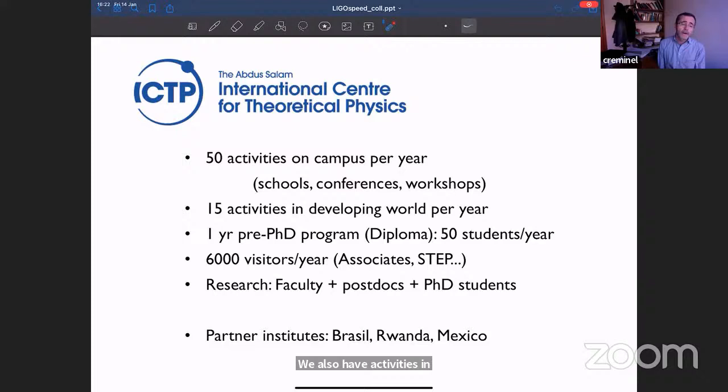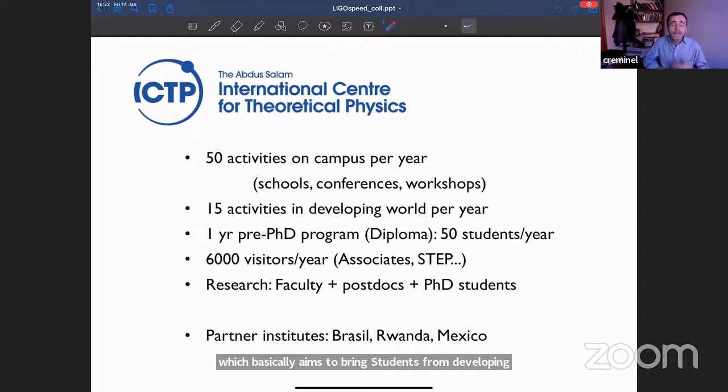We have what is called a diploma program. That is to say, it's a pre-PhD program, which basically aims to bring students from developing countries to the level of applying for a PhD wherever, in the States, in Europe, or wherever in the world. We have about 50 students per year in all the different sectors. And of course, all these students have a grant, so they come and they travel and they stay in Trieste, fully covered.